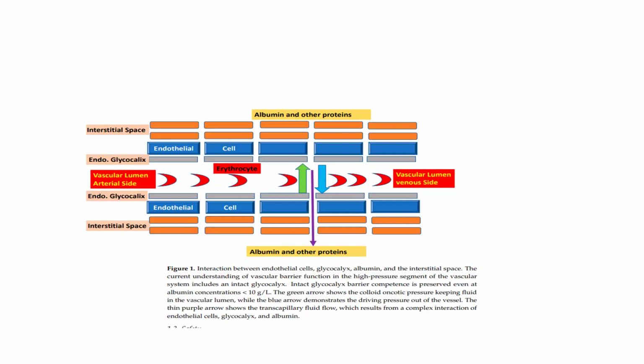So this green arrow demonstrates the colloidal oncotic pressure, keeping the fluid in the vascular lumen, while the blue arrow demonstrates the driving pressure out of the vessel, and the thin purple arrow shows the transcapillary fluid flow, which results from the complex interaction of the endothelial cell, glycocalyx, and the albumin.